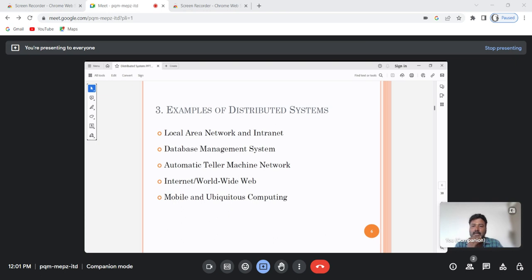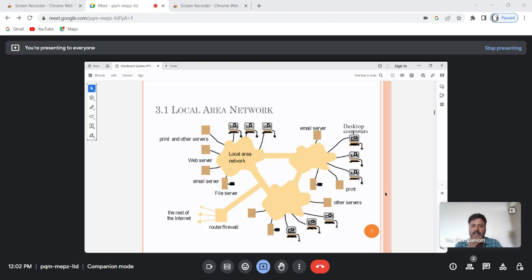The main examples are LAN connection, intranet connection, internet connection, database management systems like RDBMS or DBMS or Apache servers, automatic teller machine, that is ATM machine network systems, and mobile and ubiquitous systems. A ubiquitous system is a system which is present everywhere, like an omnipresent system. So we can compute it anywhere at any time for any type of computation. That is the main thing behind this.